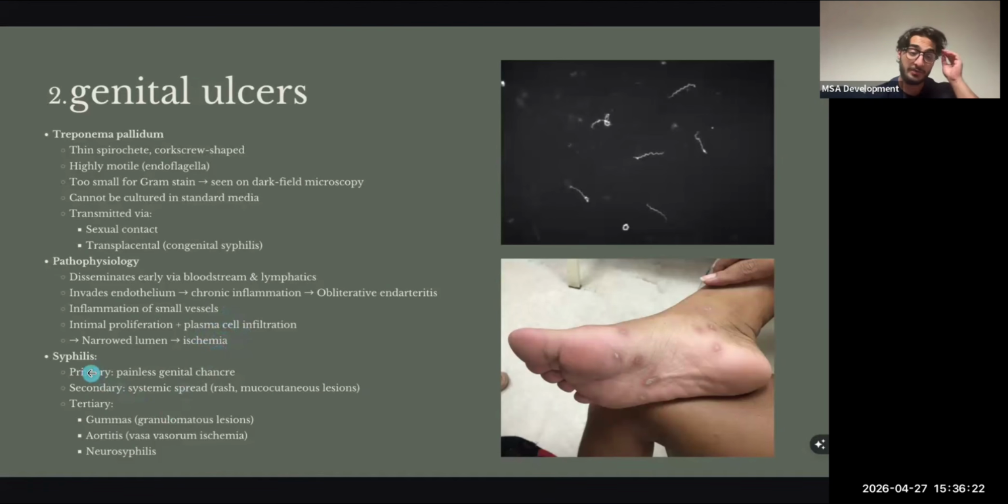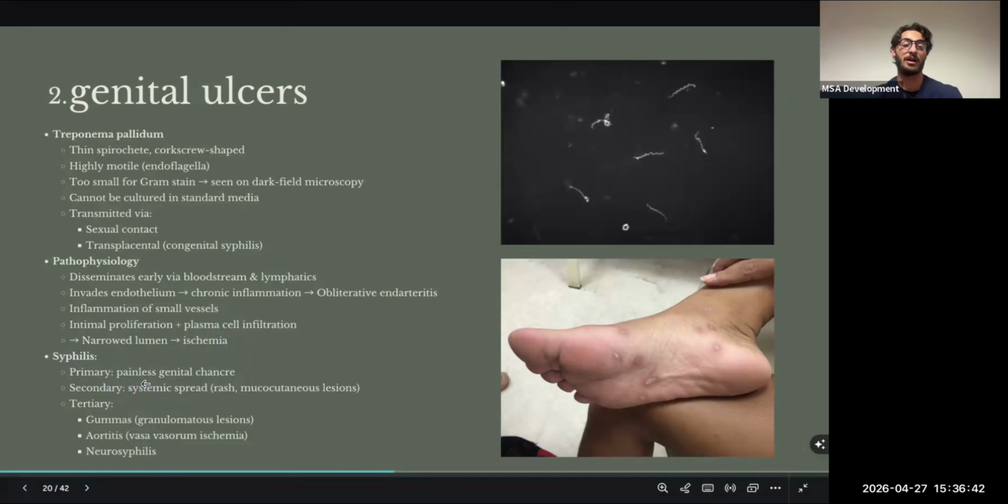All right. And now syphilis itself can be split into either primary syphilis, secondary syphilis, or tertiary syphilis. Primary is just going to be the one genital ulcer. Usually it's going to be a painless, again, painless, it's not painful, painless genital chancre. Secondary is going to be obviously when it spreads through the bloodstream and it's going to cause a systemic spread.